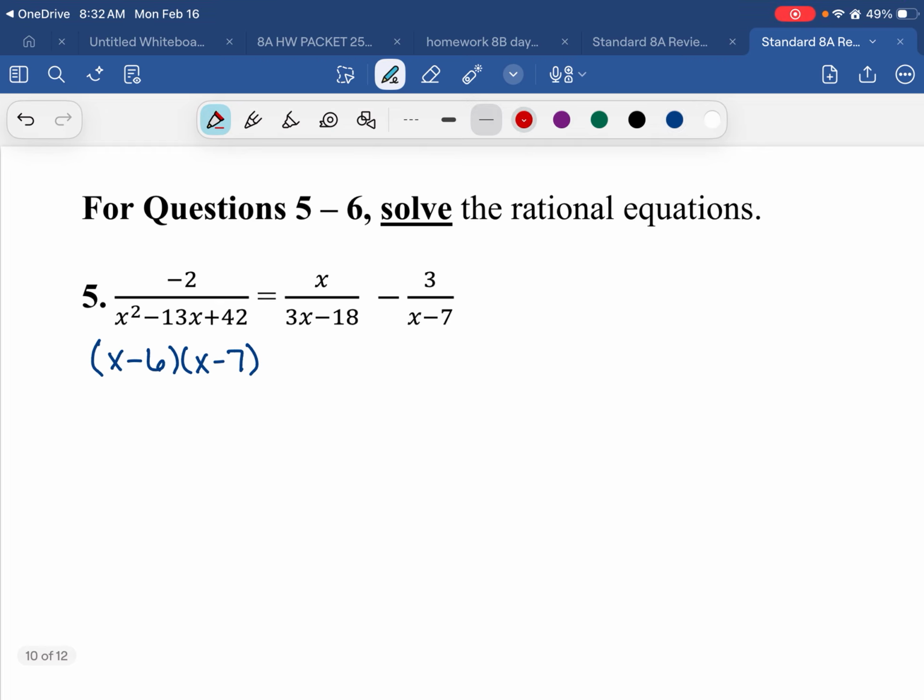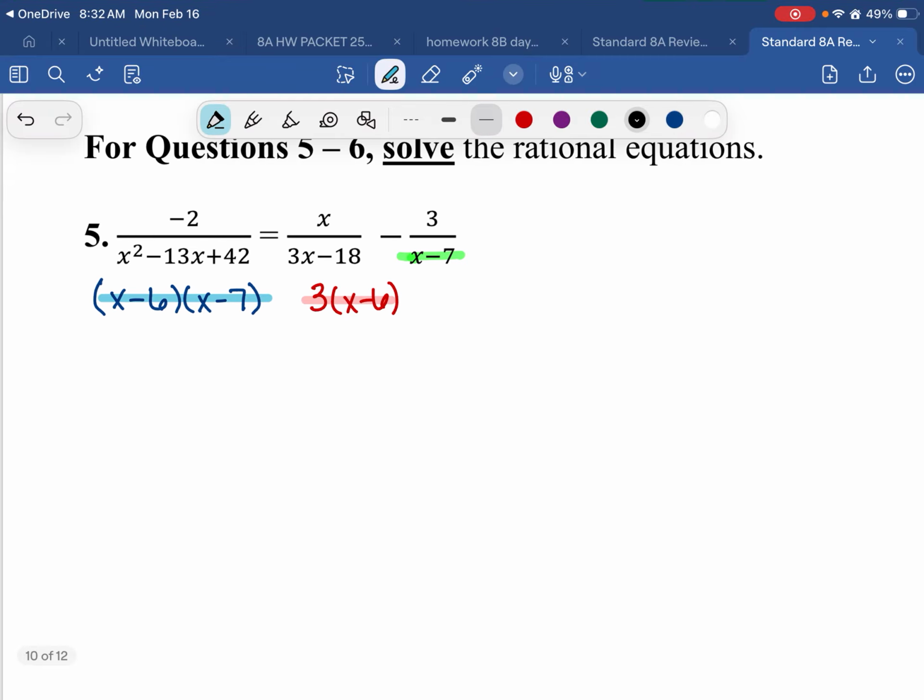My middle one, I have a greatest common factor of 3, so I'm going to pull out a 3, and I have x minus 6 here. And then I have an x minus 7. So the denominators that I'm going to use are going to be these. And I'm going to rewrite the problem so I have a little bit more room to work, with my new denominators before I find my LCD.